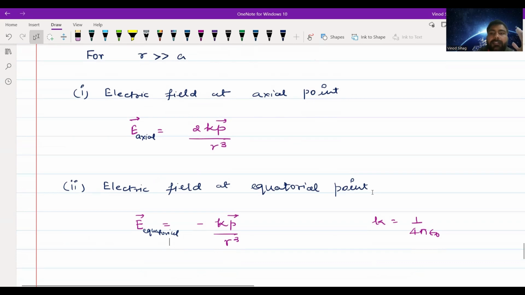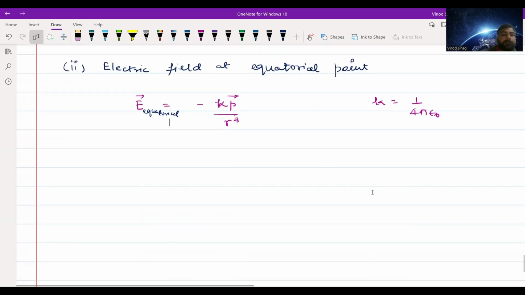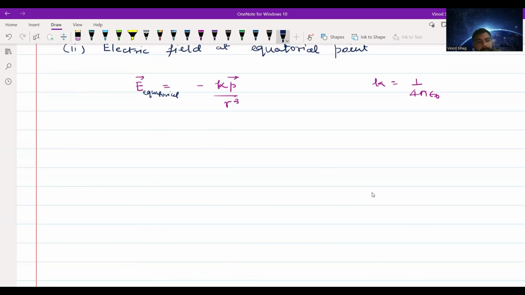ठीक है. And we can see that it is not zero, क्योंकि अपन असूम कर लेते हैं कि इसका जो डाइपोल है, तो डाइपोल का नेट चार्ज कितना होता है? If someone asks you what is the net charge of dipole, it is always zero. ठीक है. But the electric field due to a dipole, it is not zero.